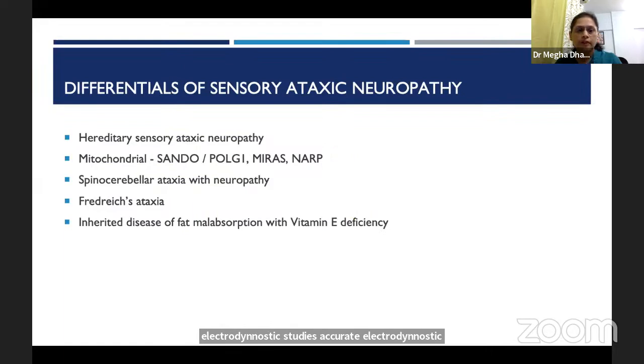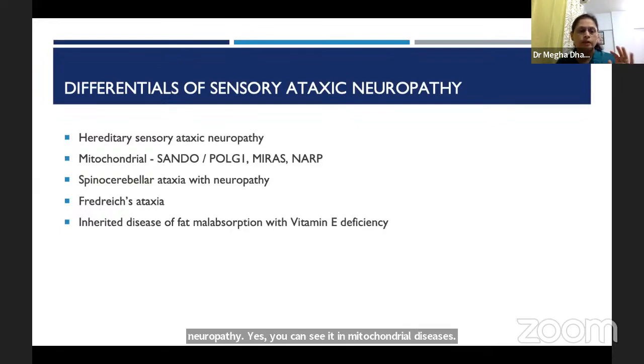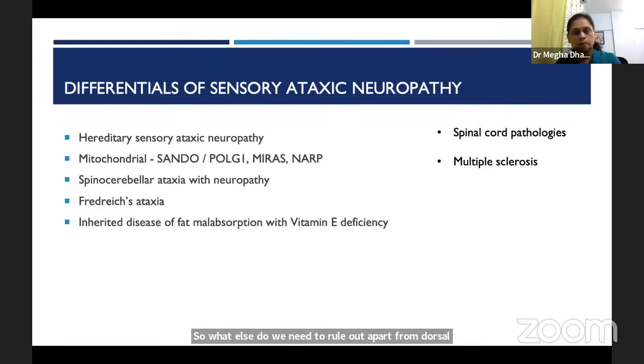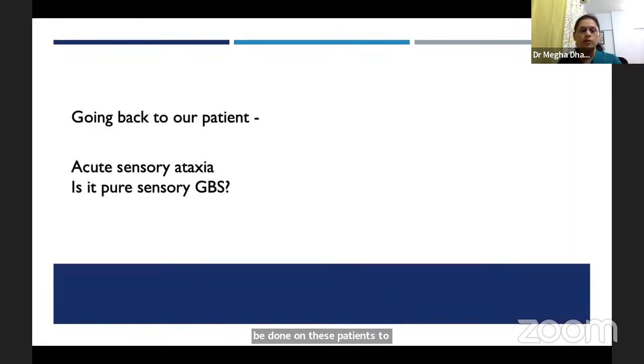Now, is there a hereditary variant of sensory ataxic neuropathy? Yes, you can see it in mitochondrial diseases, spinocerebellar ataxias with neuropathy, Friedreich's ataxia, inherited disease of fat malabsorption with vitamin E deficiency. So what else do we need to rule out? Apart from dorsal root ganglia, root, and neuropathy are spinal cord pathologies because of the severe proprioceptive loss. So dorsal column may be involved, and hence MRI needs to be done on these patients to rule out treatable causes.